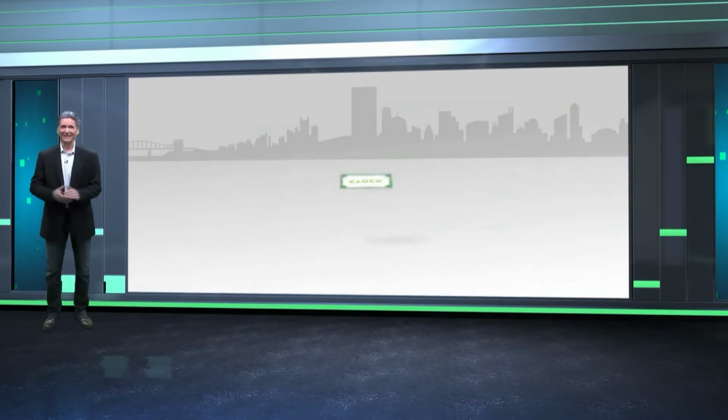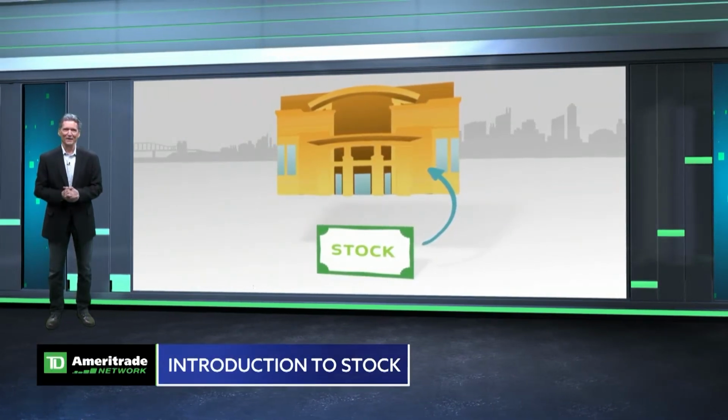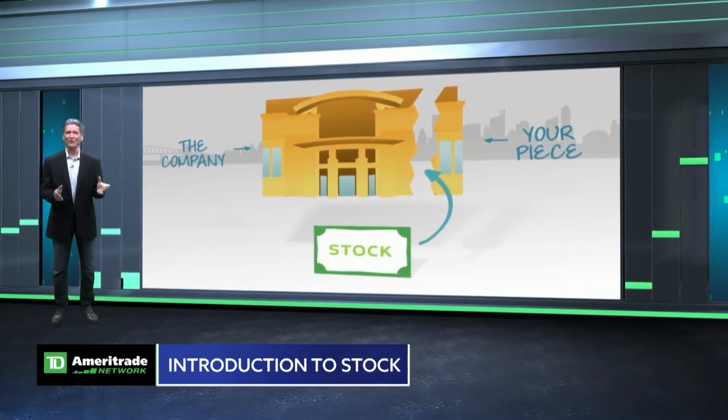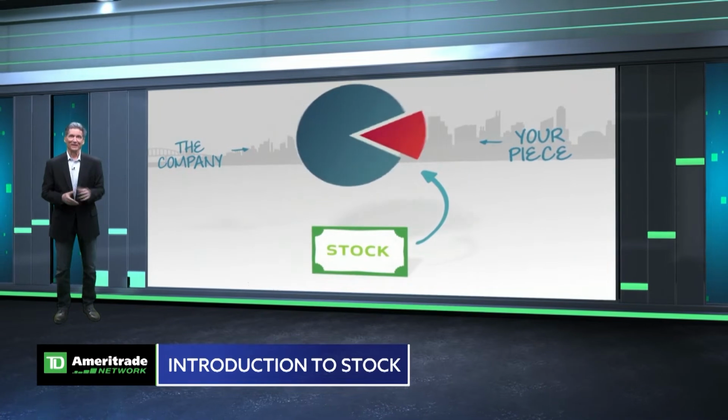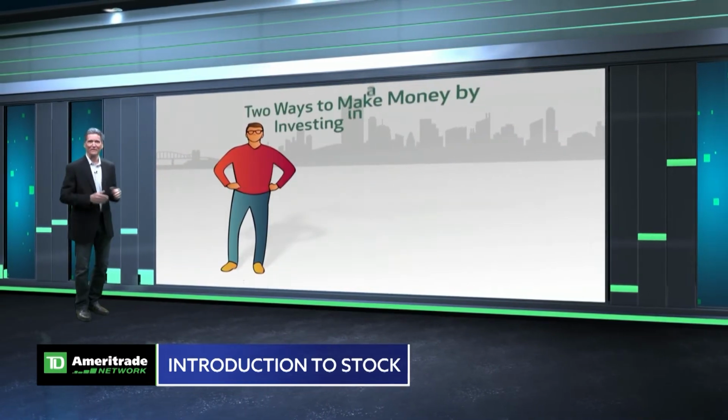What is a stock? A stock represents partial ownership in the company itself. An investor who purchases stock actually owns a small piece of the company, or a share of that company. The investor also has a claim to its assets and future earnings of that company.